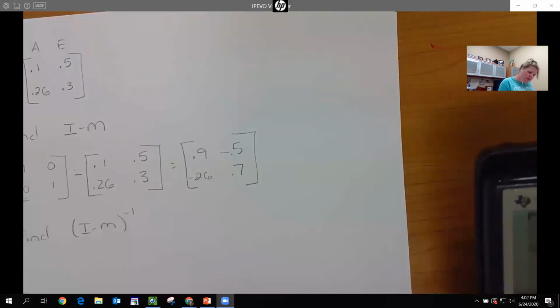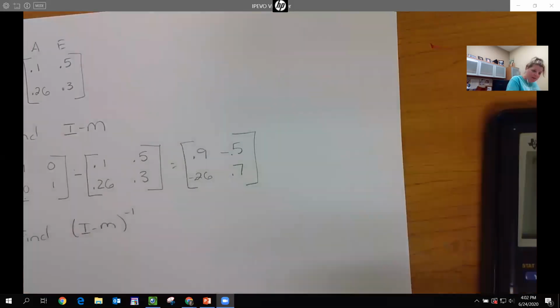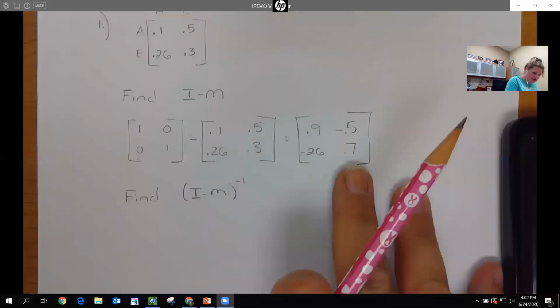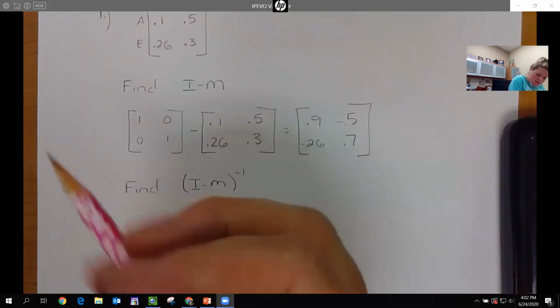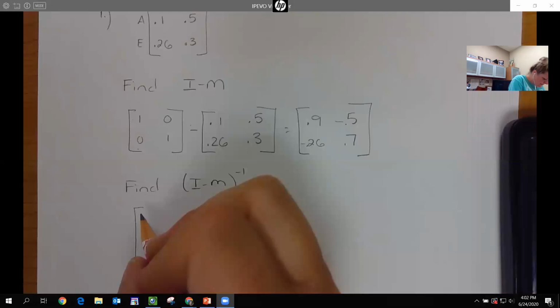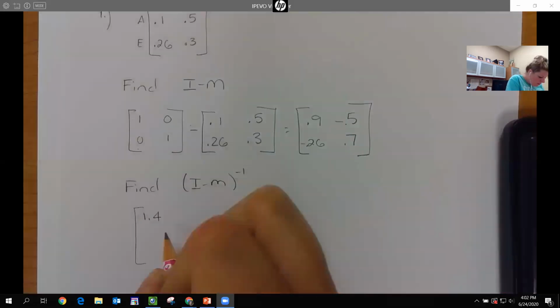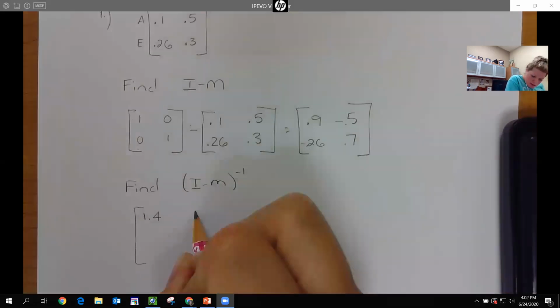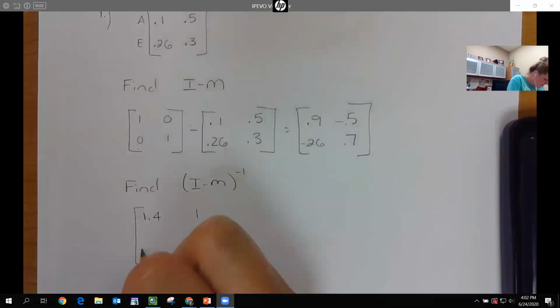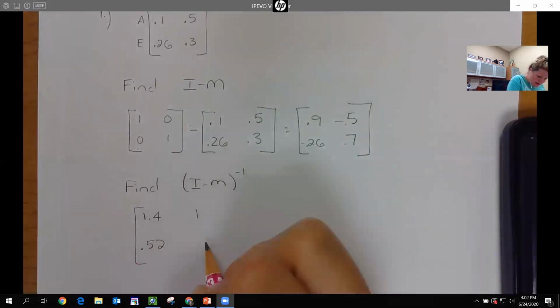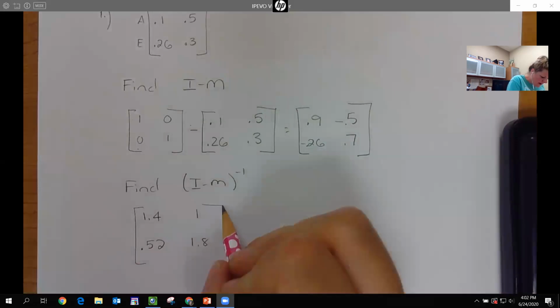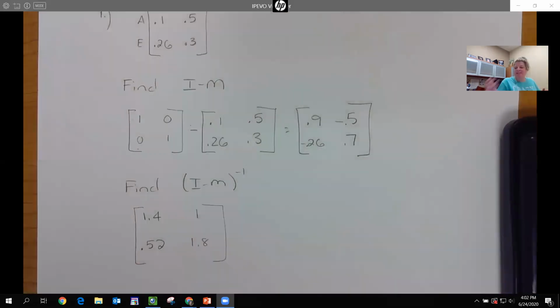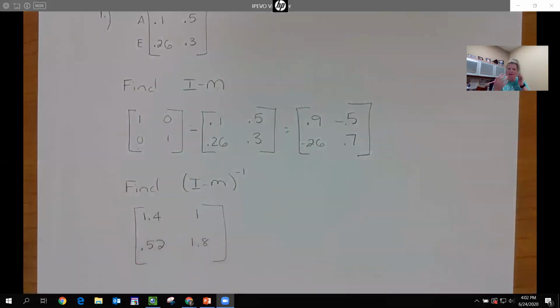okay, good. I had a different answer on my paper, but it was just because I wasn't looking in the right spot. So my inverse would be 1.4, 1.52, and 1.8. So far, everything we've done is tedious because it'll take up paper, but it's not been difficult, right? We subtract the matrix off of the identity, we do the inverse.